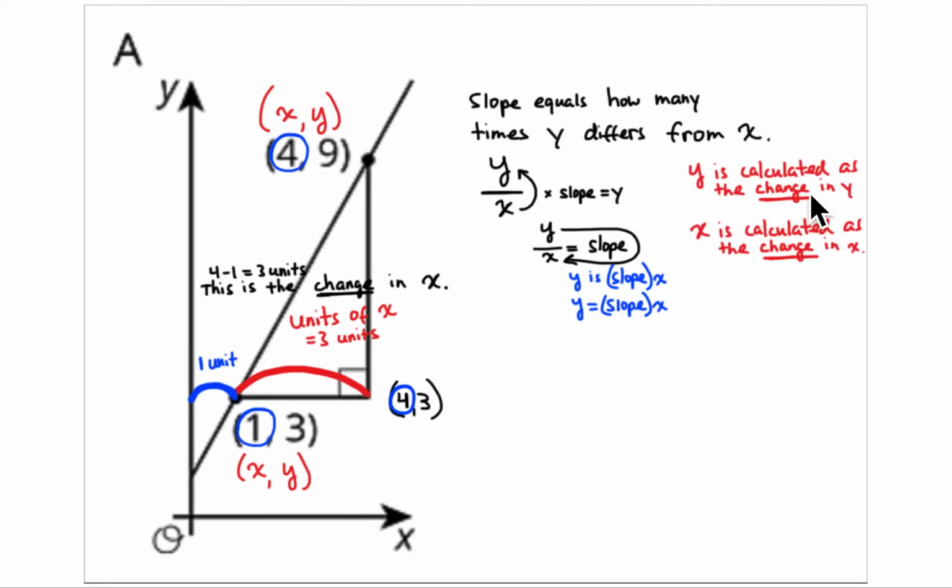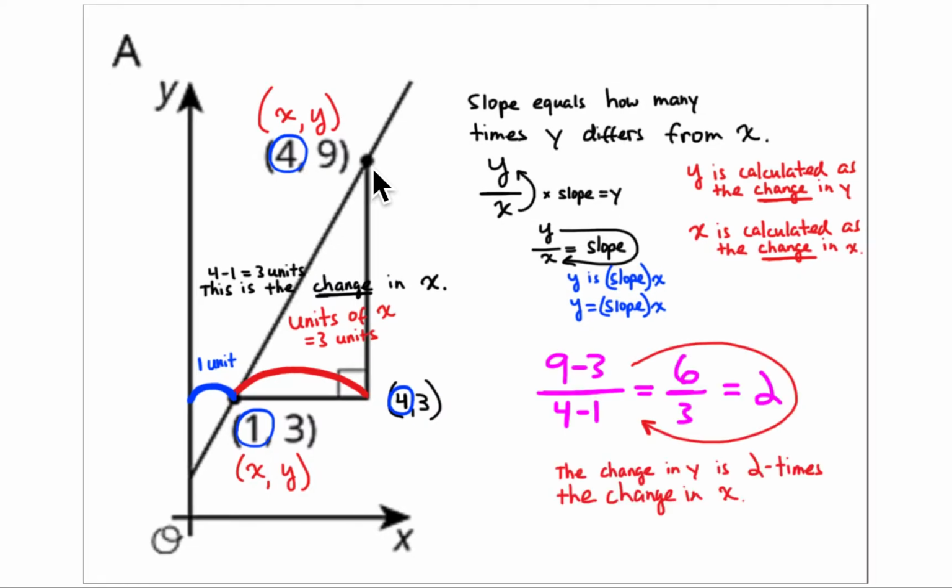All right, so the change in y is calculated as this length right here, going from here up to here in the vertical direction. That is 6 units. And the change in x is calculated by moving in the horizontal direction, from here to here. That change in the horizontal direction is the change in x.